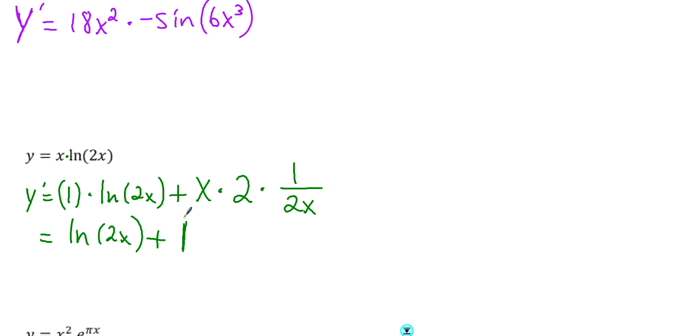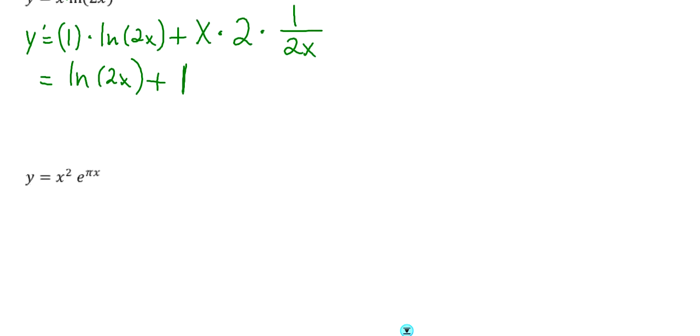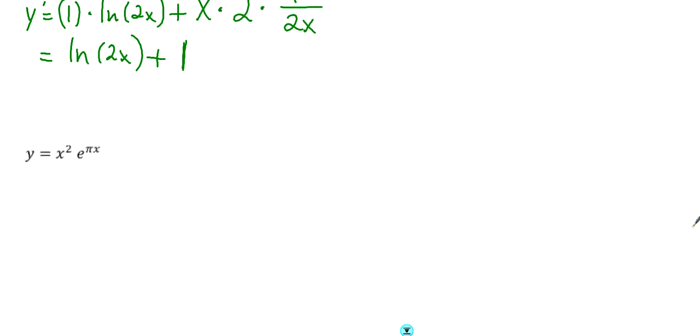Okay. And then again, the last one, same thing, makes our lives a whole lot easier because we have product rule again. So the derivative first is 2x times e to the pi x plus x squared. And now we have to do chain rule, but we don't have to do it explicitly anymore. So the derivative of pi x is pi times e to the pi x.